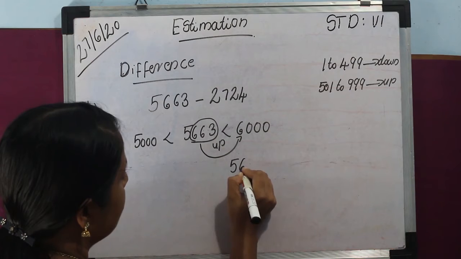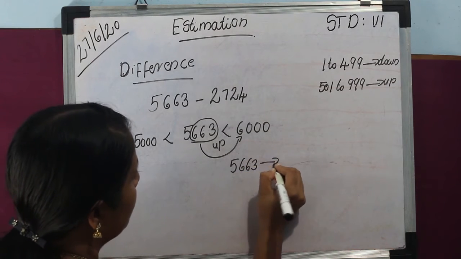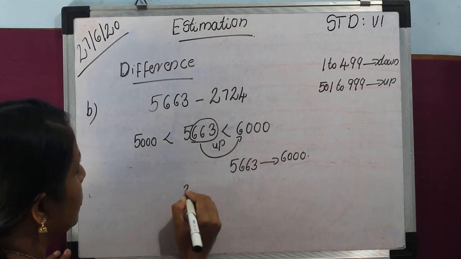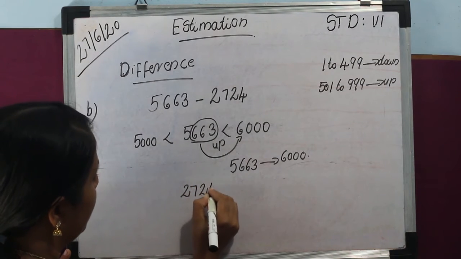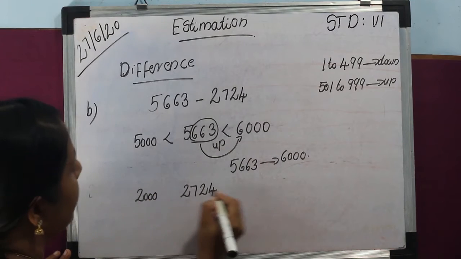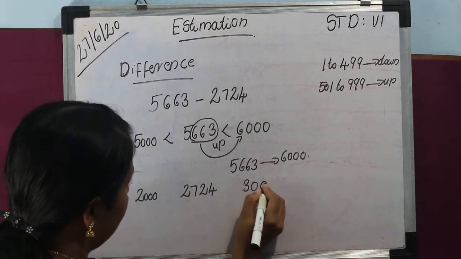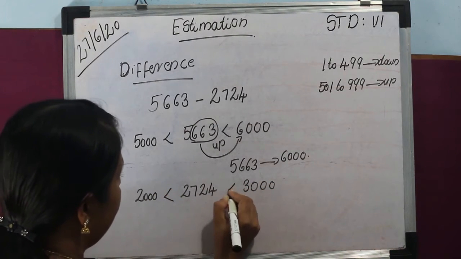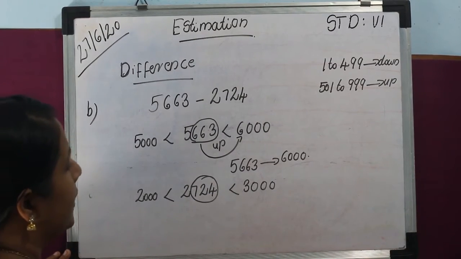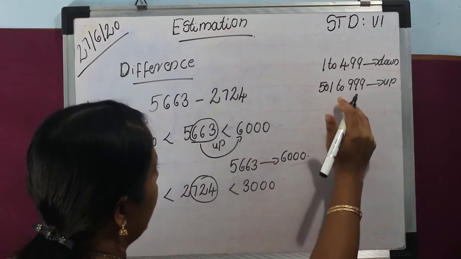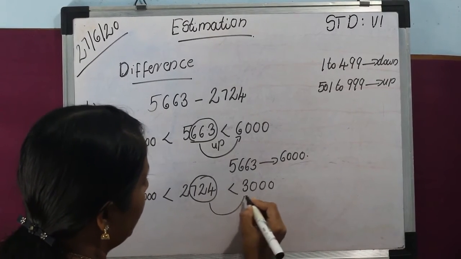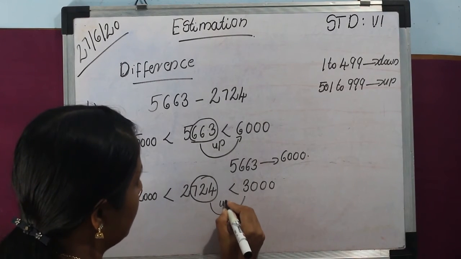So 5663 is rounded up to 6000. Next our number is 2724. This number lies between 2000 and 3000. Next we take the number 724. Then 724 is rounded up to the next number. So 2724 is rounded up to 3000.